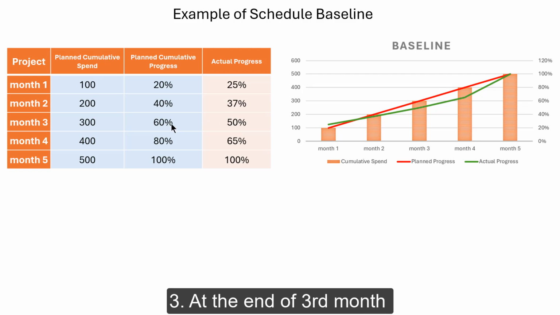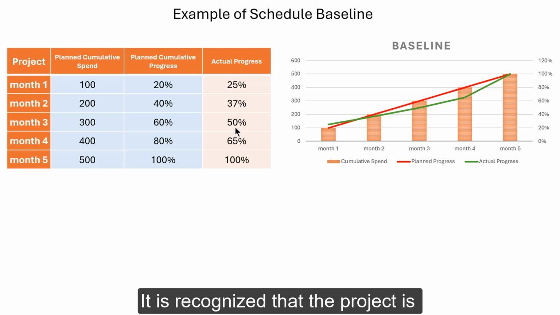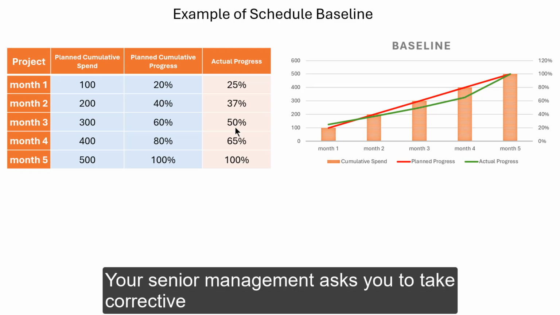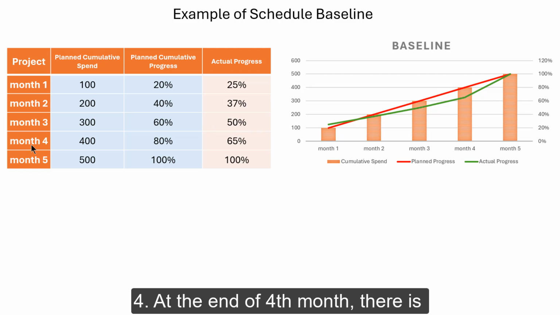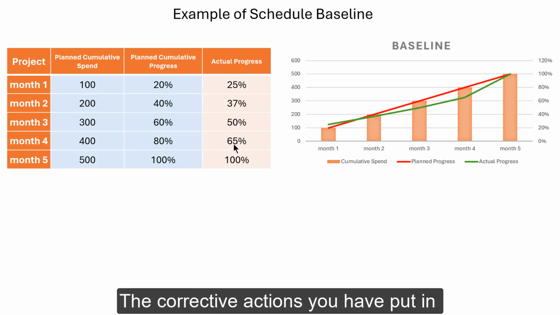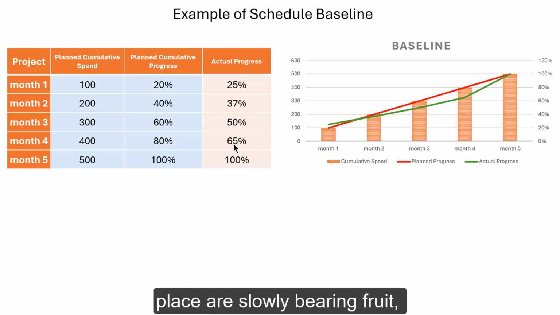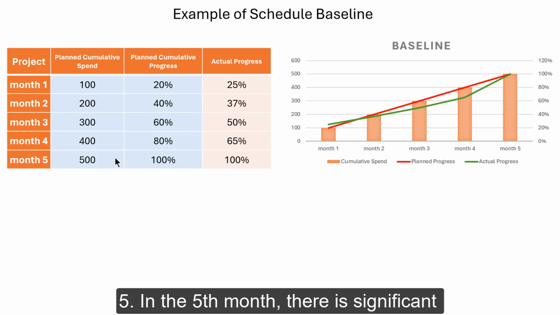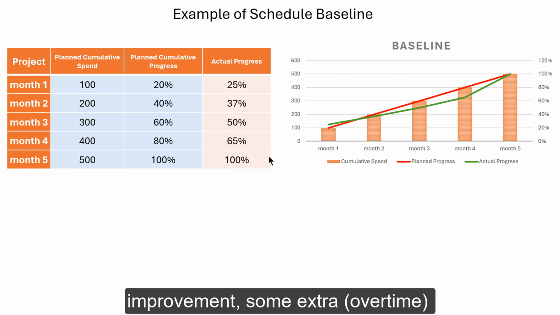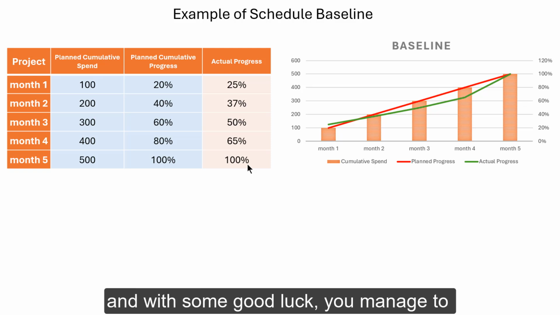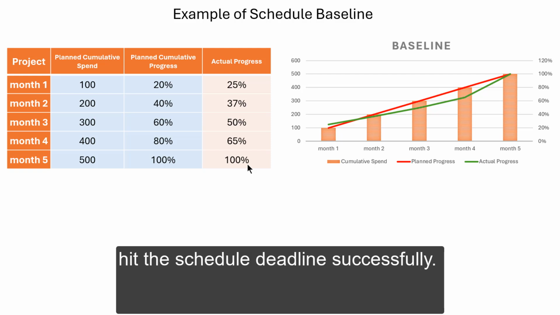At the end of third month, there is 10% slippage on your schedule progress. It is recognized that the project is fast losing control. Your senior management asks you to take corrective and preventive actions. At the end of fourth month, there is 15% overall slippage. The corrective actions that you have put in place are slowly bearing fruit and improving the situation, even though there is a slippage. In the fifth month, there is significant improvement. Some extra overtime work is consumed, some extra buffer money is spent, and with some good luck, you manage to hit the scheduled deadline successfully.